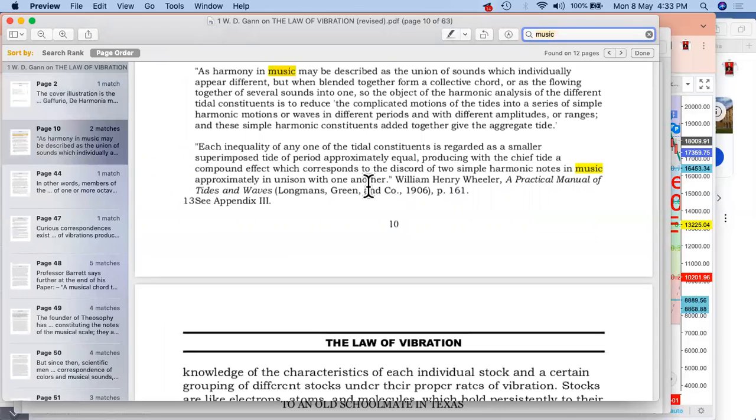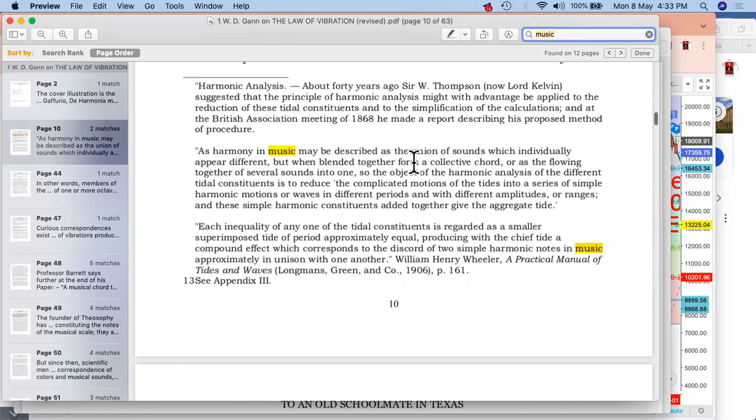See, here it talks about discord of two simple harmonic notes in music. So again, it talks about harmonic notes, which are related to music, right? So yes, probably you need to study this book in detail, and then you'd be able to understand more of the details. Harmony in music may be described as a union of sounds which individually appear different, but when blended together form a collective chord, right?